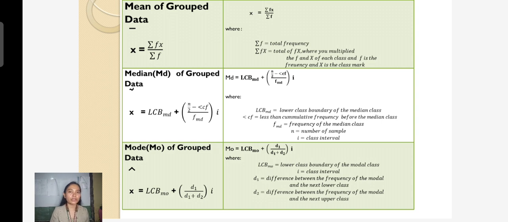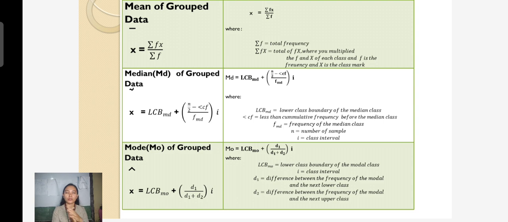Okay. For the mode, or MO, or x hat, dayon mo siya atop sa babaw. So again, nagubag na pud atong formula. So that is equal to LCB mode plus the quantity of D1 over D1 plus D2 times your I. Where LCB mode is your lower class boundary of the modal class. And then your I is the class interval. The D1 is the difference between the frequency of the modal class and the next lower class. And then D2 is the difference between the frequency of the modal class and the next upper class.